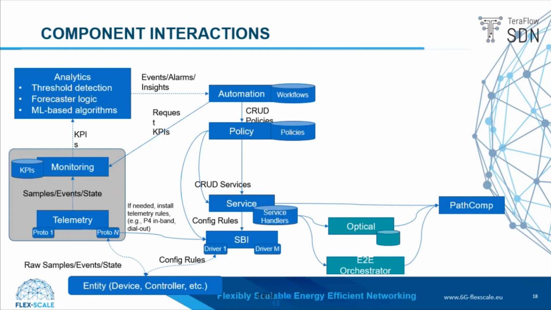And this is just to show you also the interaction of that with the two main elements that we have seen before, the optical and the end-to-end orchestrator. The main idea is that this closed loop can be used both at the optical SDN controller level and at the end-to-end SDN controller level, in such a way that we can deploy closed loops at the low level for the optical technologies, but also at the end-to-end level, combining IP and optics.